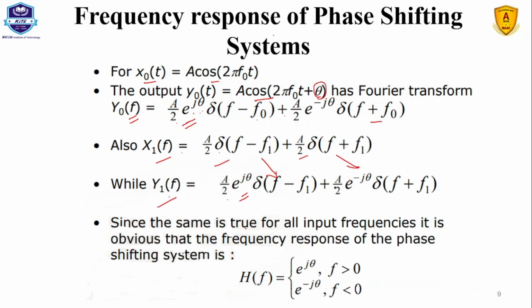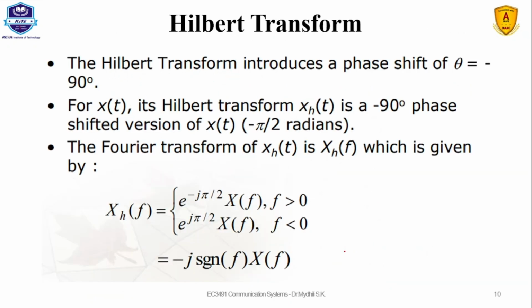Since the same is true for all the input frequencies, it is obvious that the frequency response of the phase shifting system will be represented with e power j theta for the frequency range greater than 0, and for less than 0 it will be e power minus j theta. So the Hilbert transform produces a phase shift of theta equal to minus 90 degrees. For x of t, its Hilbert transform is represented as x h of t, which is a 90 degree phase shift, represented in radians as minus pi by 2.